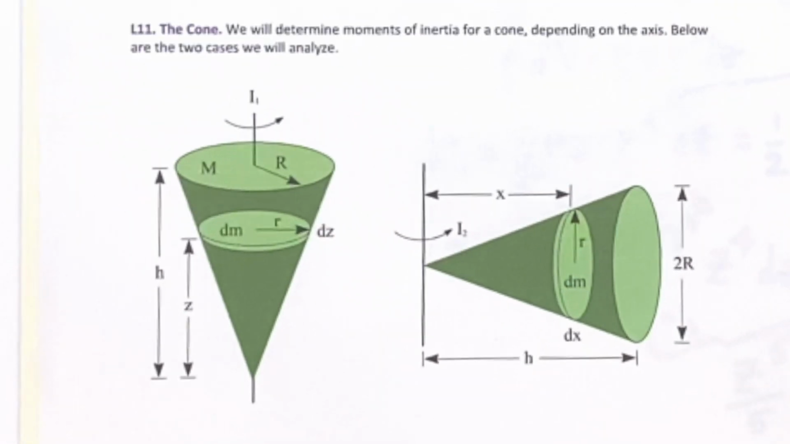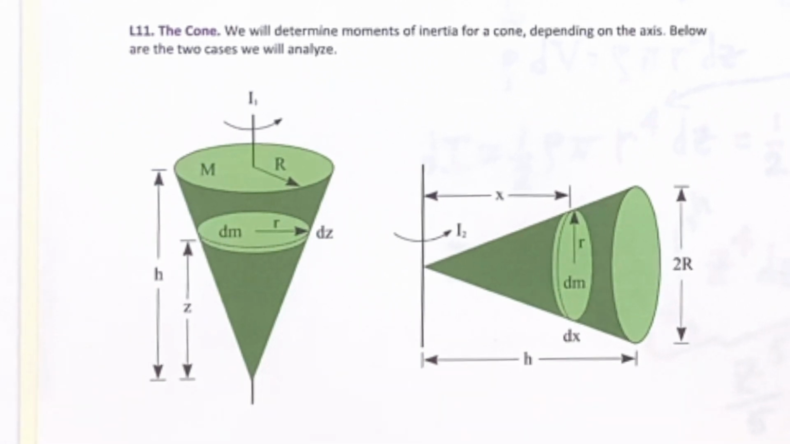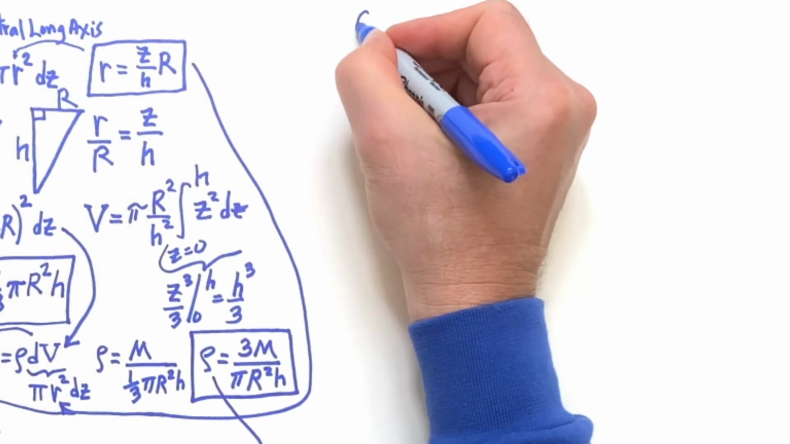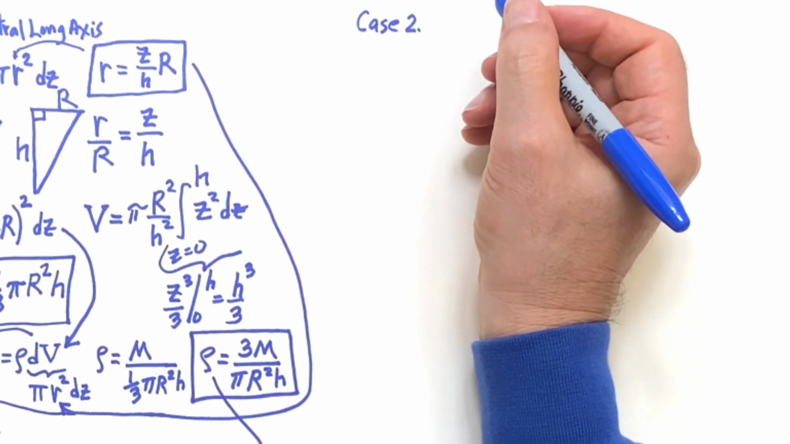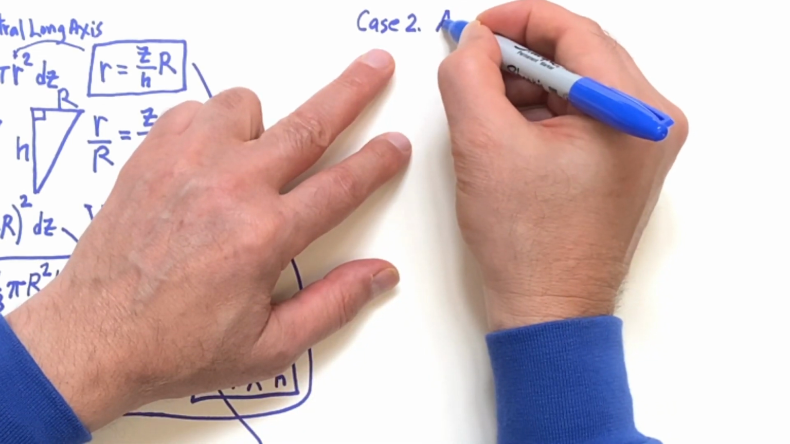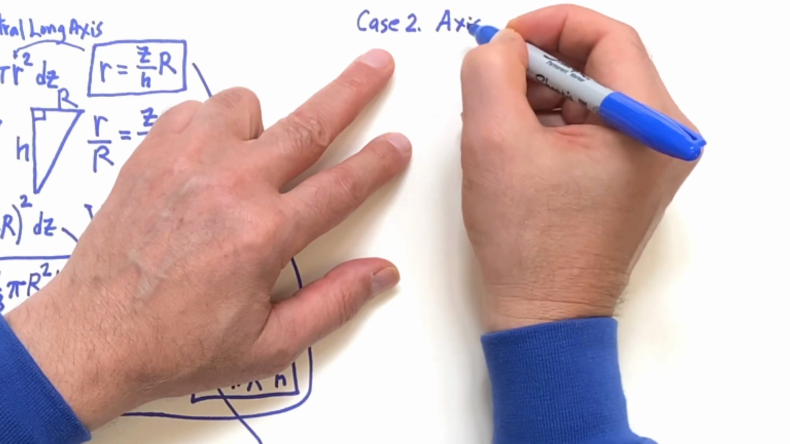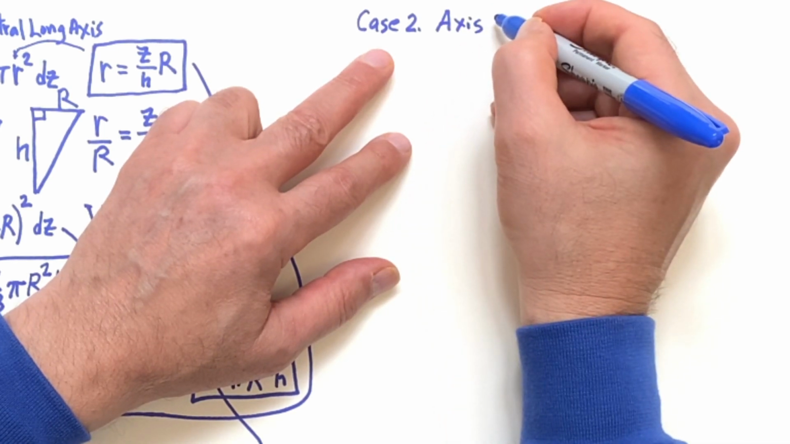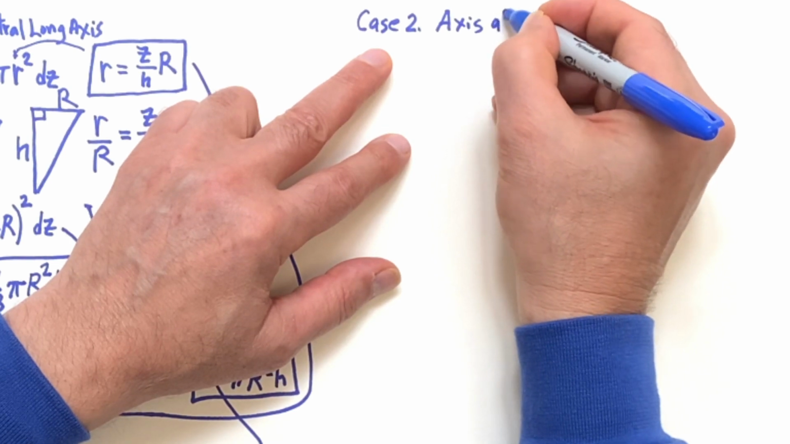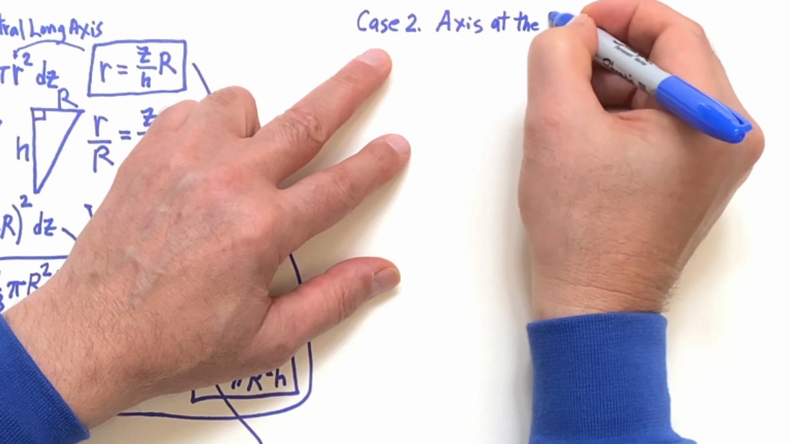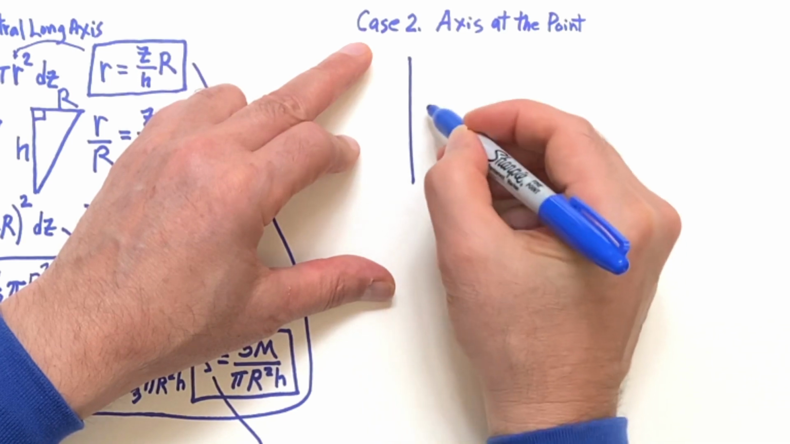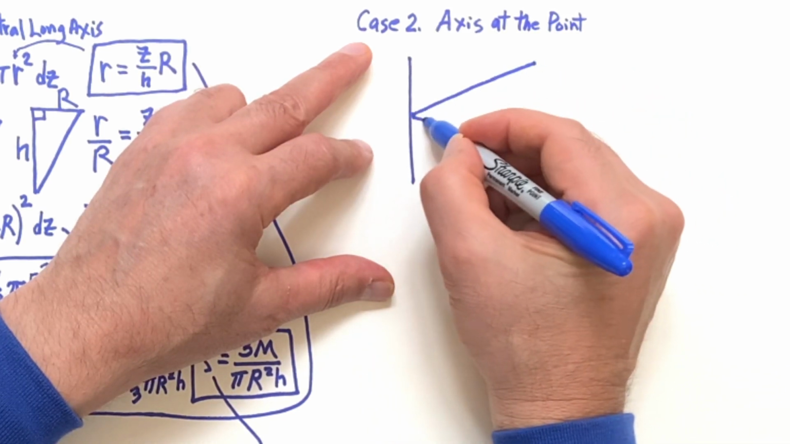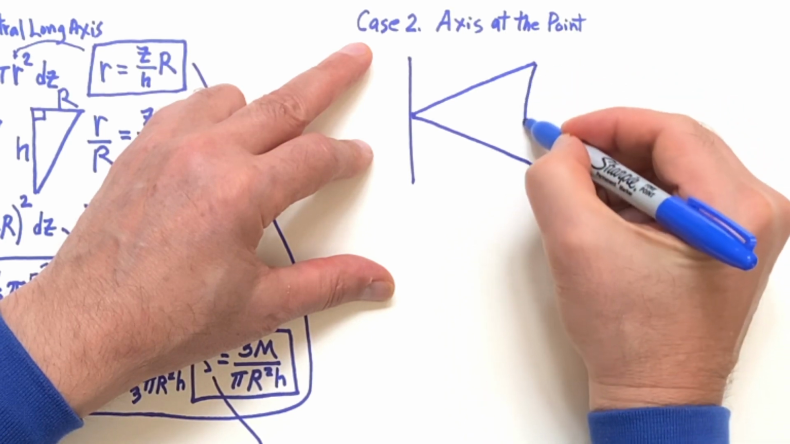Now that one looks downright scary. So how do we do that one? Well, now we go to case 2. And this one looks very scary. This is going to be the axis. We're going to go here at the axis at the point where the cone goes off in a horizontal fashion like this.